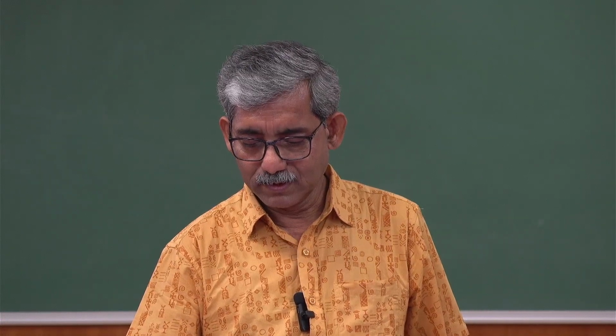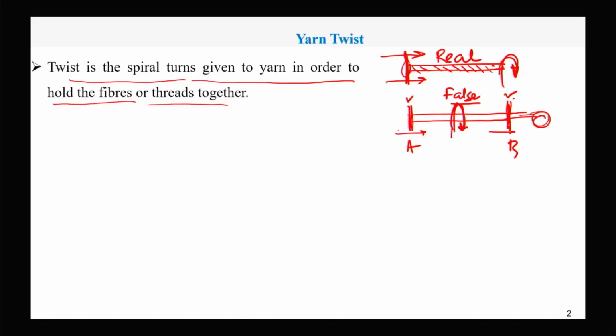But in case of false twist, this is the point where the rotation is taking place, a midpoint, it's C. So on the right side of C there will be a particular direction of twist, but on the left side, there will be the other direction, but the level of twist will be the same in both the directions.